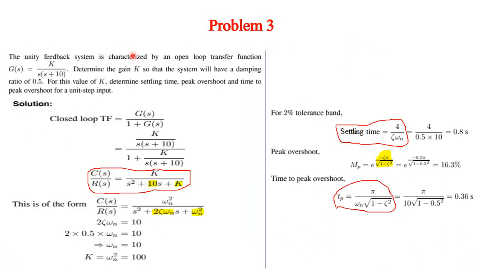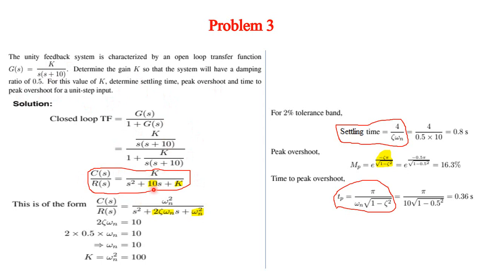Problem 3. The open loop transfer function is given. We are asked to find the open loop gain so that the system will have a damping ratio of 0.5. For that value of K, determine settling time, peak overshoot, and time to peak overshoot. We can find the closed loop transfer function using the formula G of s by 1 plus G of s. So we will get this expression.